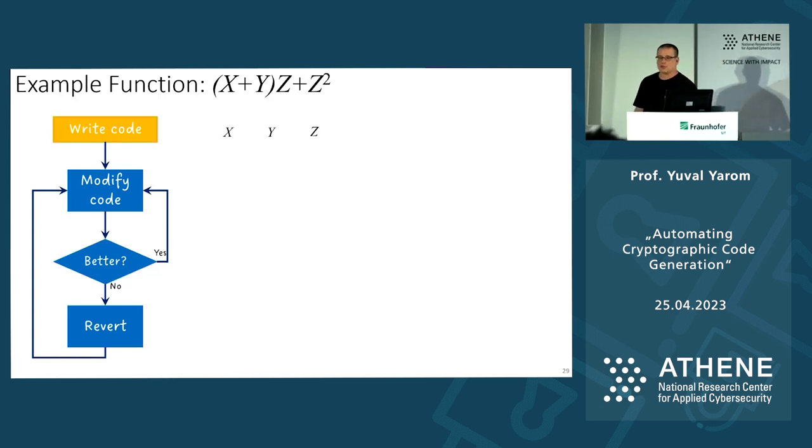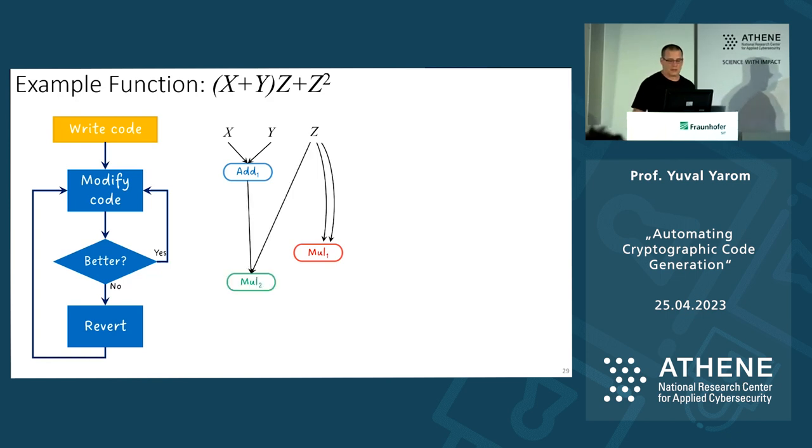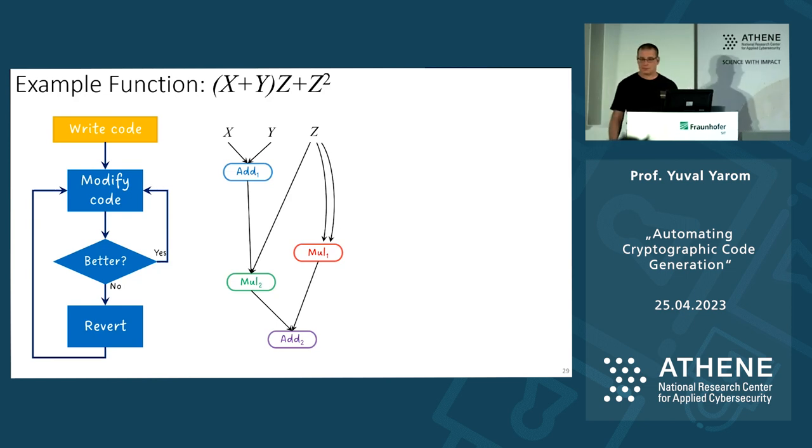We look at our function and we see that we can do addition of x and y. So we do addition of x and y. And then we see that we can calculate the square of Z. So we do multiplication to calculate the square of Z. And then we can multiply Z by the sum and add the two results, and we've got everything. Now, these are still abstract operations. This is not code.